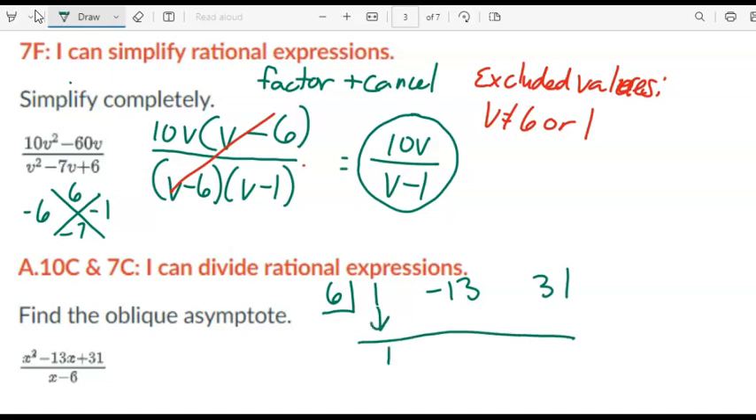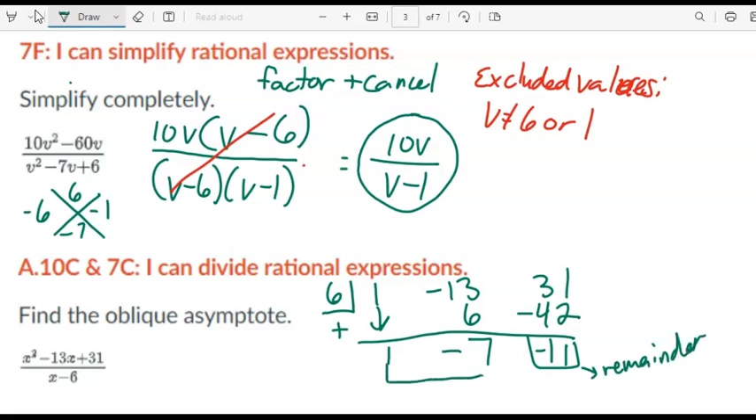Break down the 1. 1 times 6 is 6. Negative 13 plus 6 is going to be -7. -7 times 6 is -42. Our remainder is -11. When the remainder is not 0, the quotient is the oblique asymptote. So we have an oblique asymptote at y equals 1x minus 7.